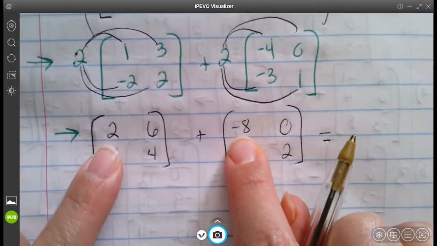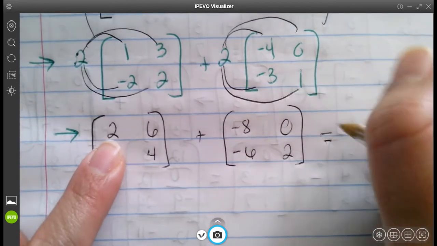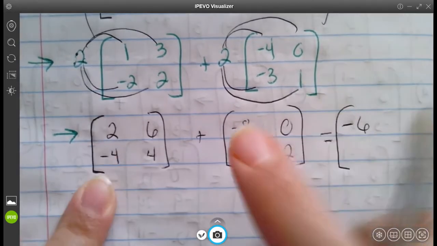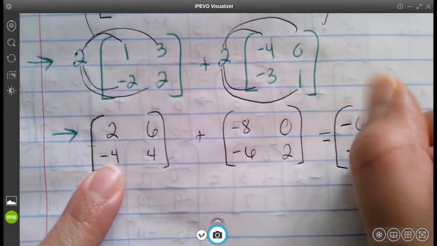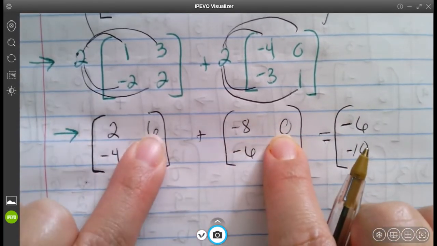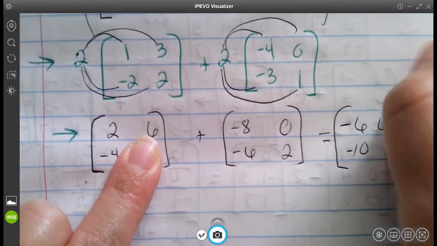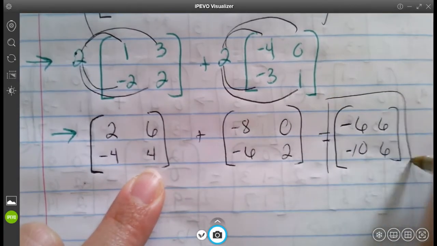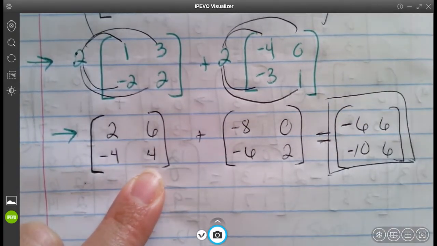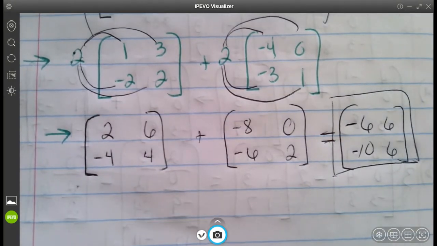So row 1, column 1, 2 plus negative 8 is negative 6. Row 2, column 1, negative 4 plus negative 6 is negative 10, okay? 6 plus 0 is positive 6, and then 4 plus 2 is 6. And this would be our final answer for this one, assuming I did everything correctly, okay? All right, so that's basically it, guys, for properties of addition, and I guess you could think of it as subtraction if you think of a negation as a negative.